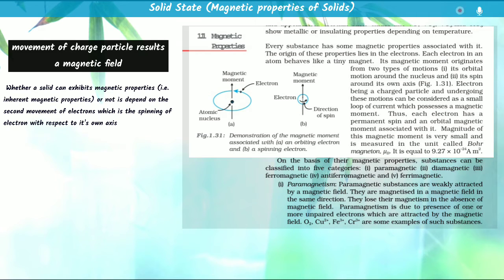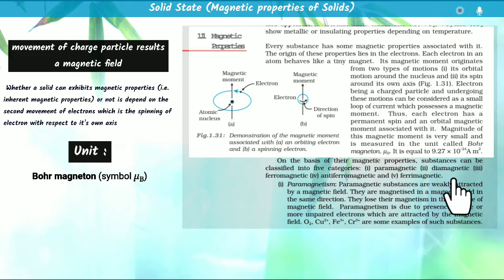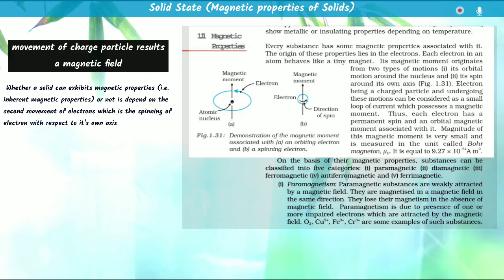The magnitude of these magnetic properties can be measured, and the unit is known as the Bohr magneton. It is represented by mu B, and the value of 1 Bohr magneton is equal to 9.27 into 10 to the power minus 24 ampere into meter square. Additionally, we already know that there are two types of movements of the electrons: orbiting movement and spinning movement. The first is known as orbital angular momentum, and the second is known as spin angular momentum, because the movement is angular. So the momentum of that movement is known as orbital angular momentum and spin angular momentum.